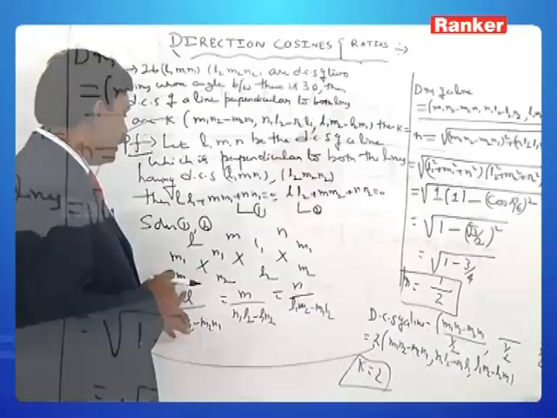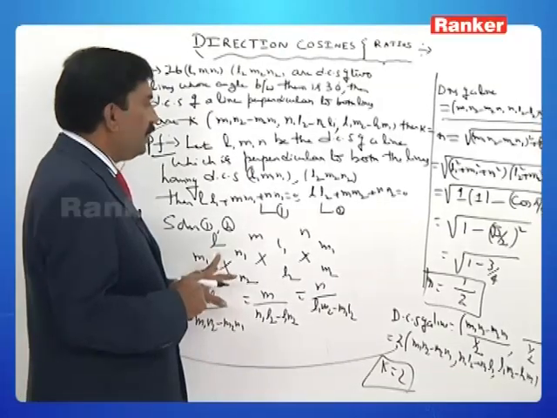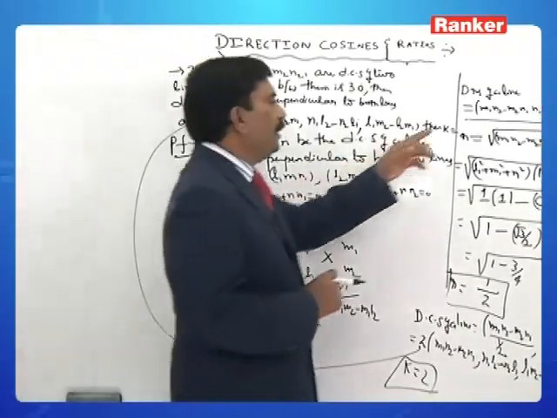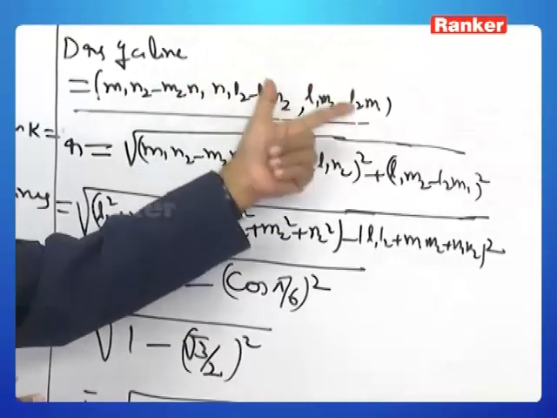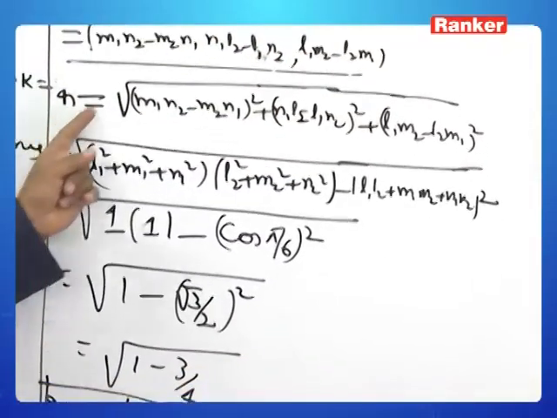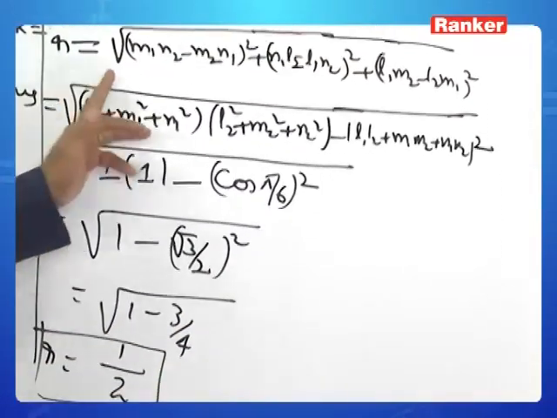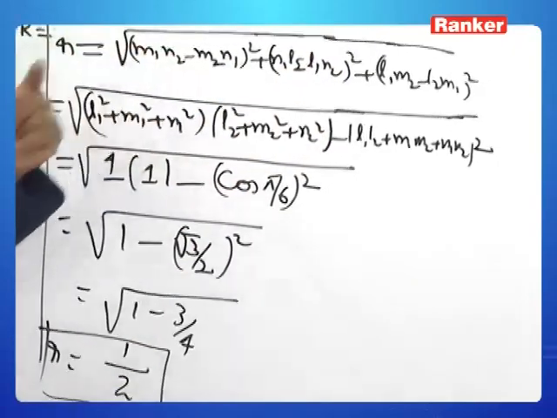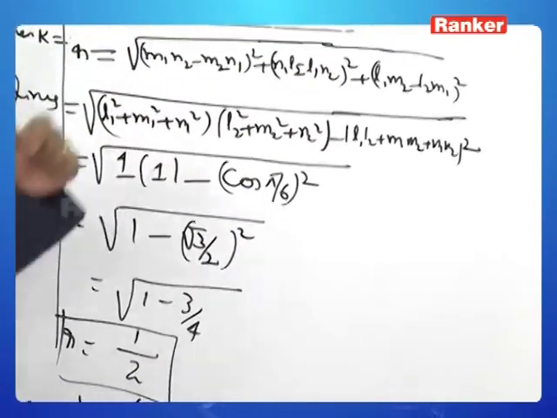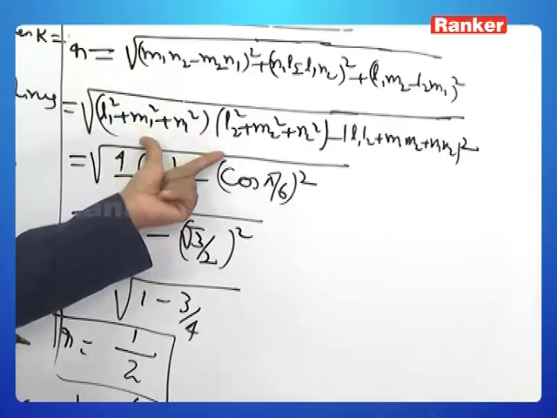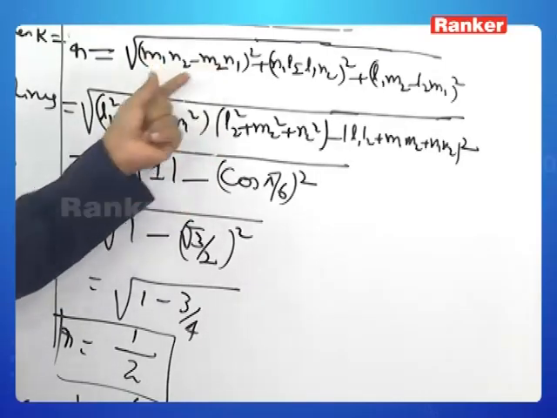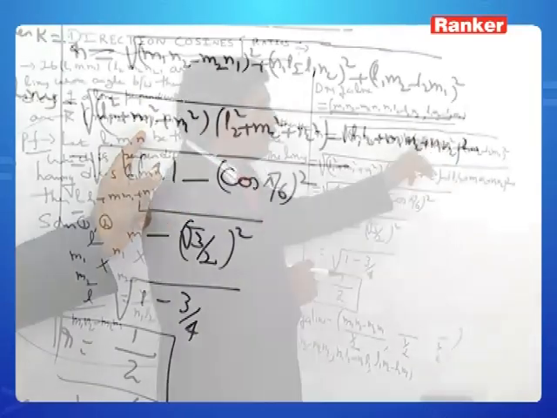I got the DRs of a line which is perpendicular to both as m1 n2 minus m2 n1, n1 l2 minus l1 n2, l1 m2 minus l2 m1. This is the DRs. I want DCs. DCs means divide by r, where r means length. You take this as a, so r is equal to the square root of this.